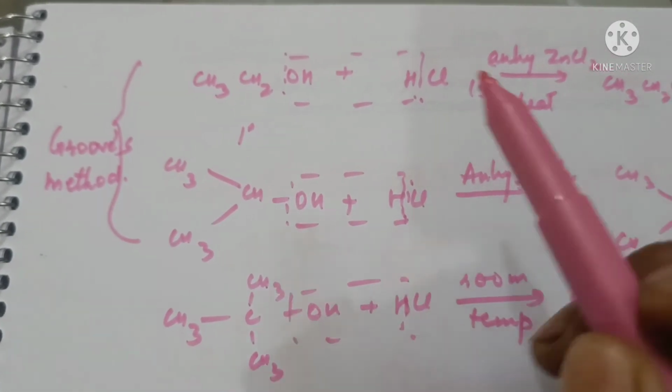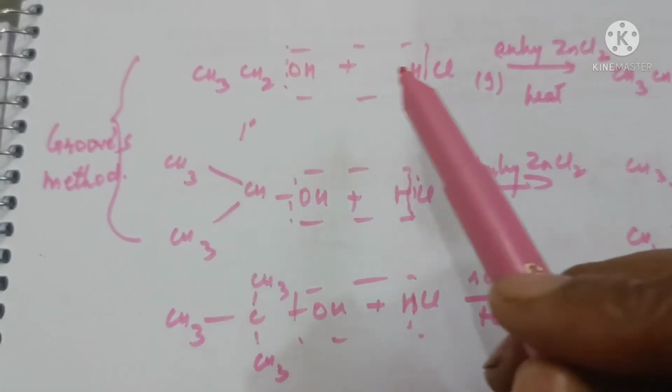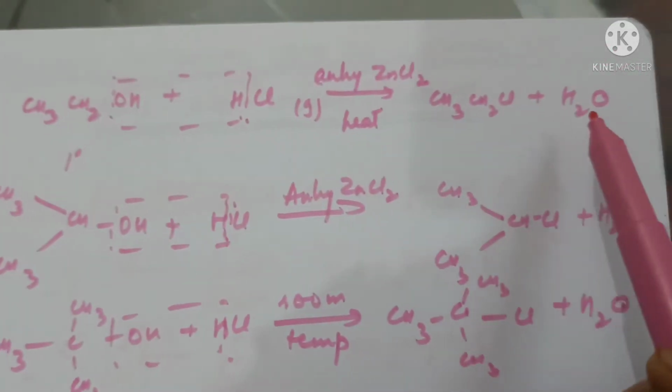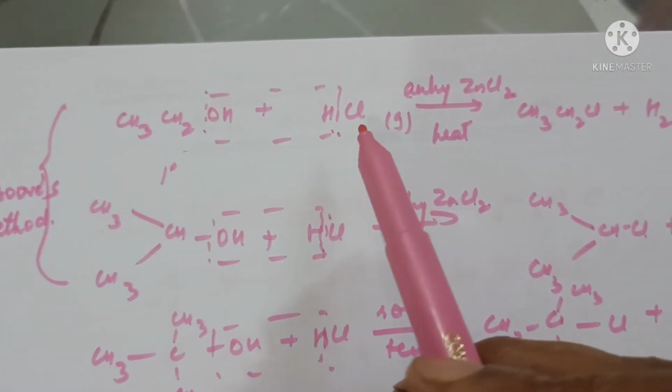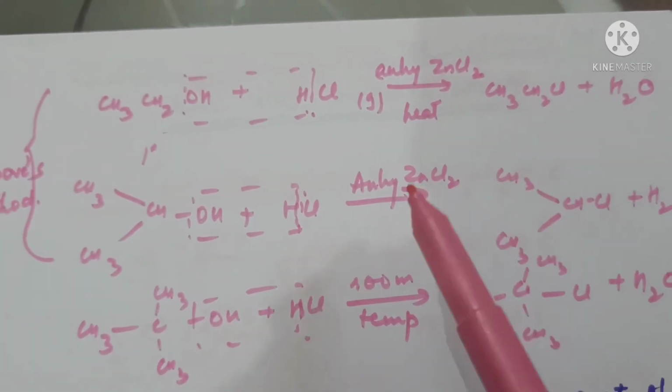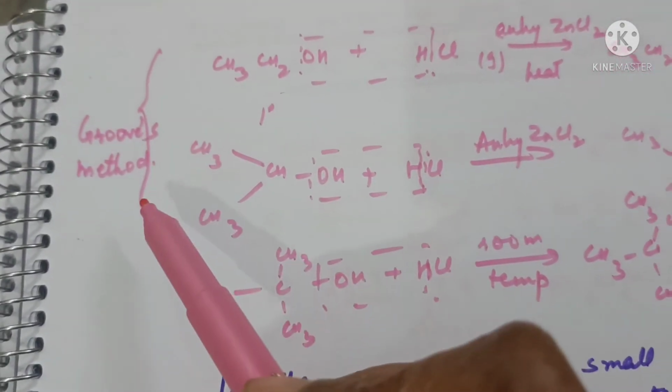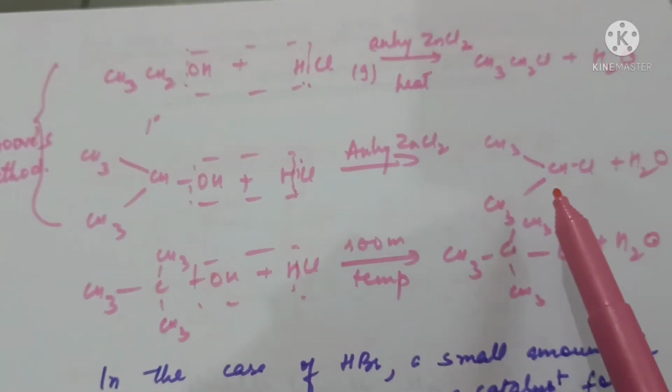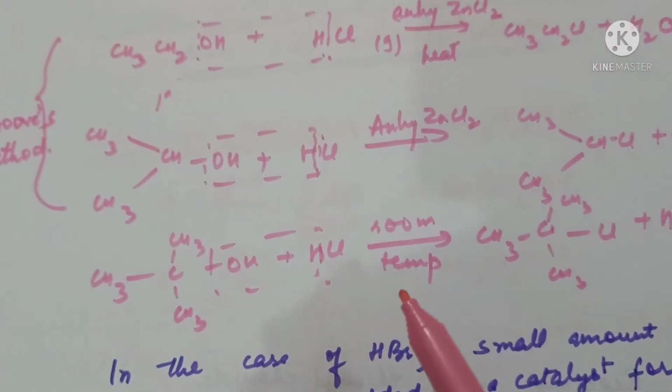We have to heat it. So alcohol gives OH, HCl gives H, water is formed, and ethyl chloride is formed, chloroethane. This reaction is known as Grove's process. A secondary alcohol will also react in similar manner.